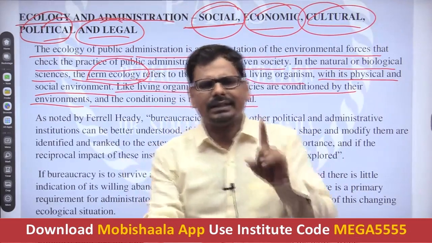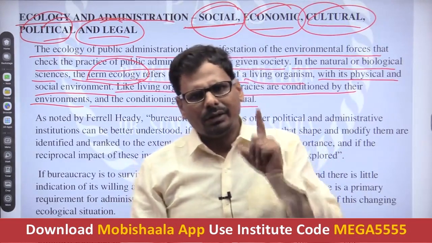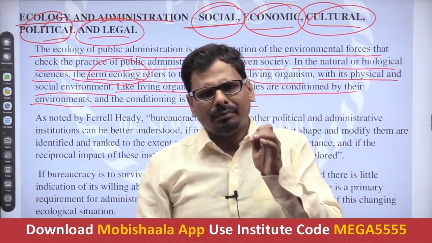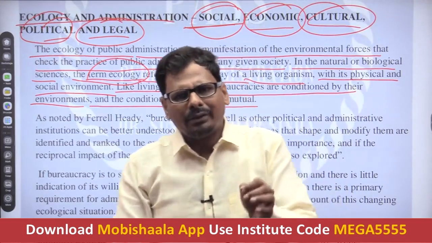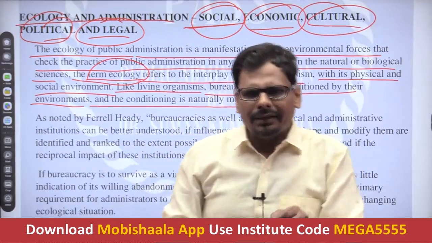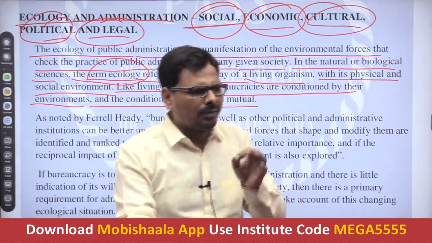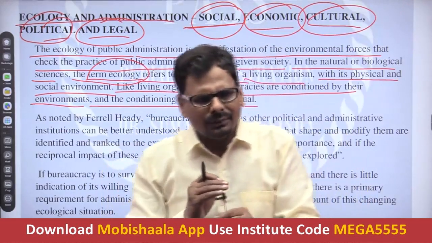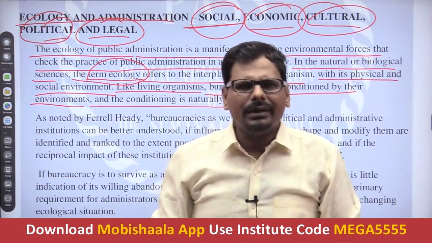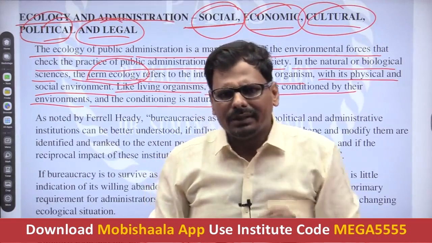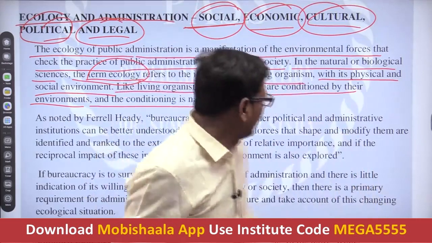So the first thing in the ecology of public administration is that administration is believed to be an open model. The impact of the environment is naturally visible upon public administration, that is, the public bureaucracy, and the orientation of public administration towards the environment is the main theme of the study of the ecology of public administration.